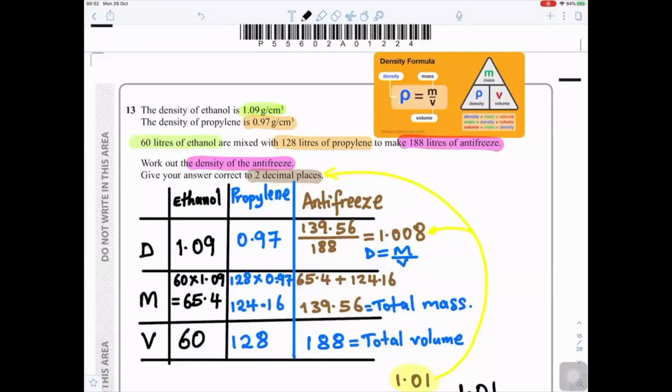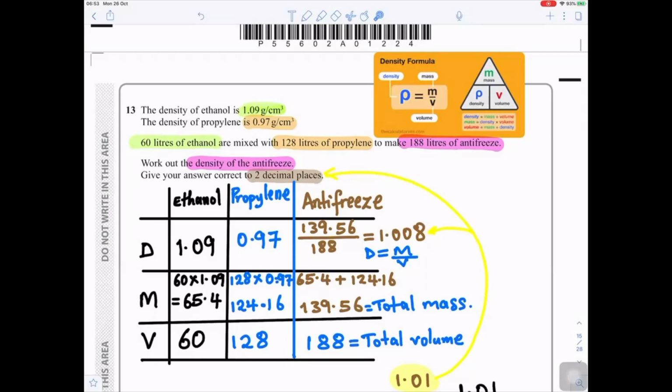Question number 13. The density of ethanol is 1.09 grams per cubic centimeter. The density of propylene is 0.97 grams per cubic centimeter. 60 liters of ethanol are mixed with 128 liters of propylene to make 188 liters of antifreeze. Work out the density of the antifreeze. Give your answer correct to 2 decimal places.